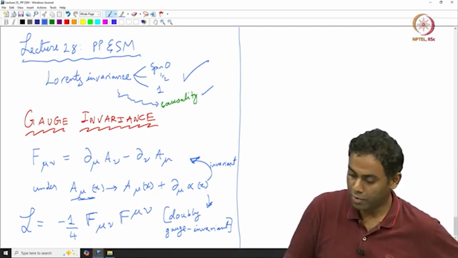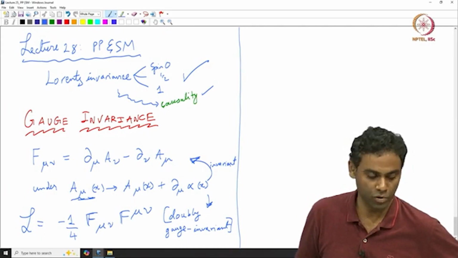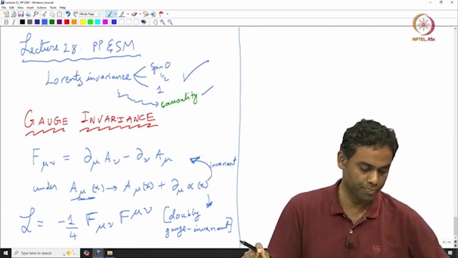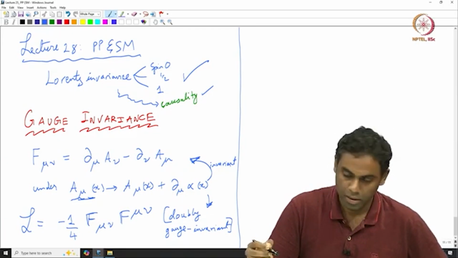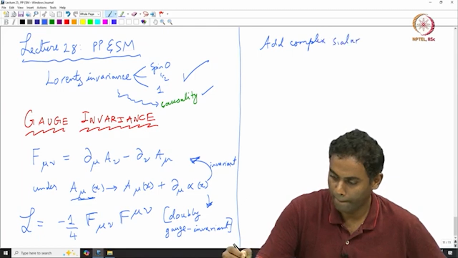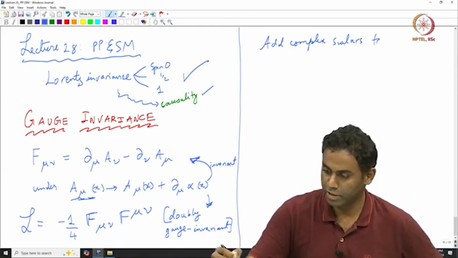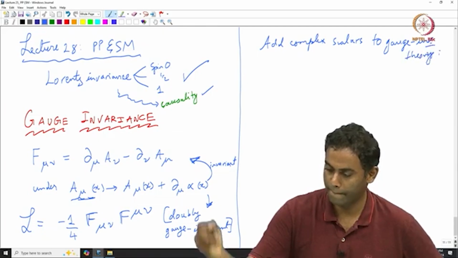The fun begins when you want to start adding other fields to this picture. For instance, if I want to add scalars, I want to add complex scalars to this gauge invariant theory. How can I do this?